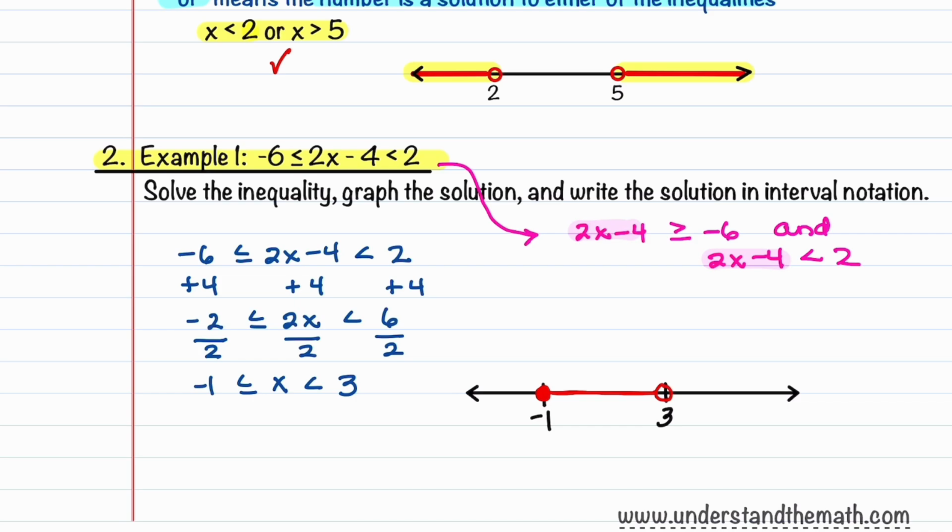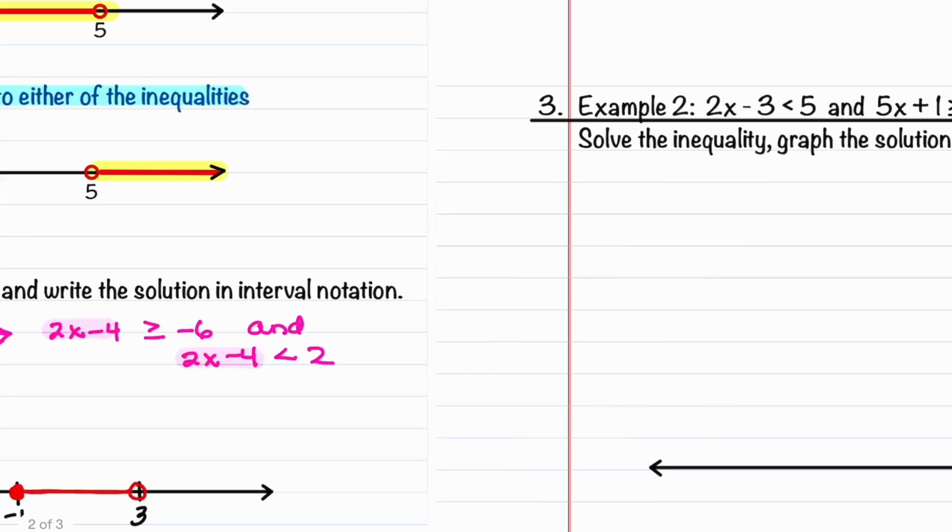And then if we were to write the solution in interval notation, it would look like a square bracket at negative 1 because negative 1 is included, and then a parenthesis at 3 because 3 is not included. Let's now look at another example.